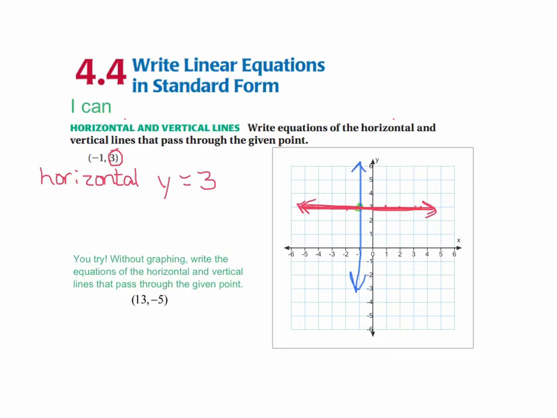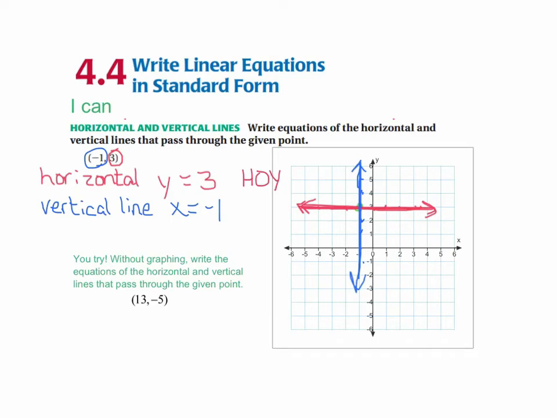Now, look at the vertical line. The vertical line's right here. What's true about this line? What never changes on this line? Well, let's look at some points. There's this point, and this point, and this point. What's true about every point on this line? Well, on this line, the x-coordinate never changes. The x-coordinate never changes on a vertical line. And what is the x-coordinate? Well, the x-coordinate is the x value of the point. So the vertical line, the equation is x equals, and what does x equal? X equals -1, okay?